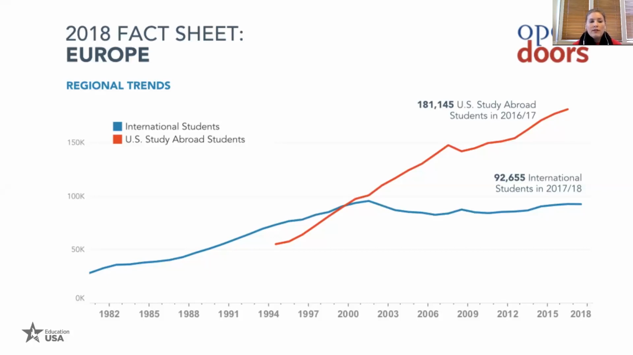So in terms of the numbers of students studying in the United States from Europe and Eurasia, our numbers have been relatively flat for the last several years. Right now, there are just over 92,000 students studying in the US from our 46 countries. So again, we have a lot of students from the region. Roughly, this is just under a third of the total number of international students in the States.